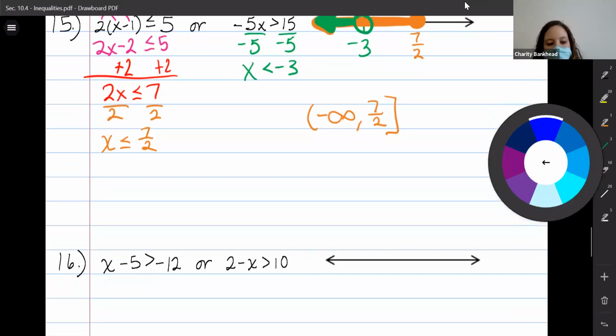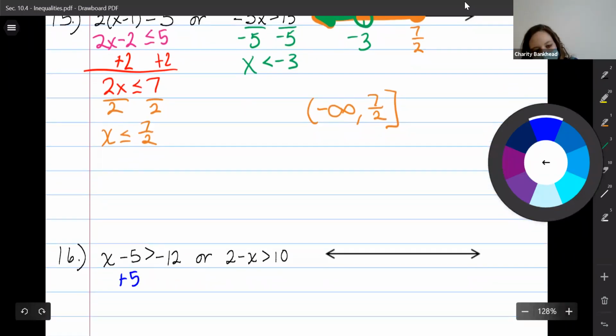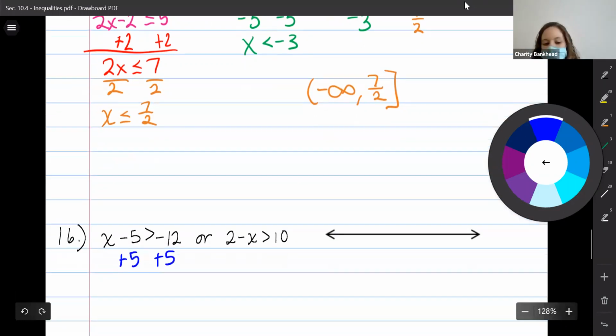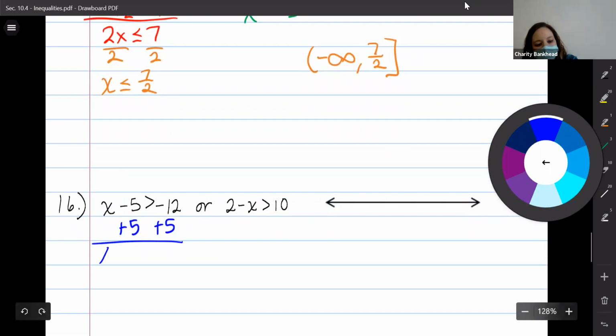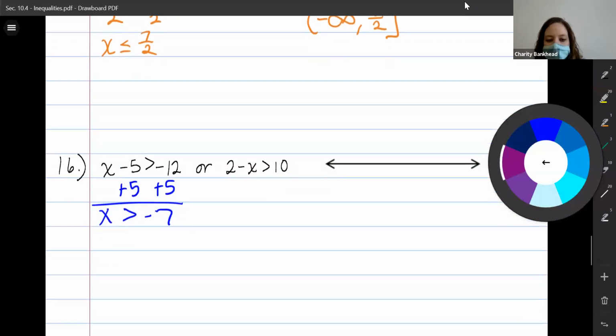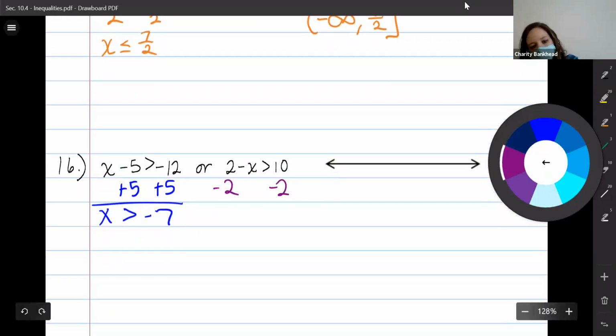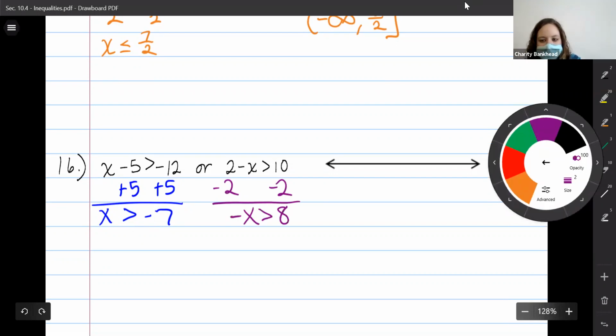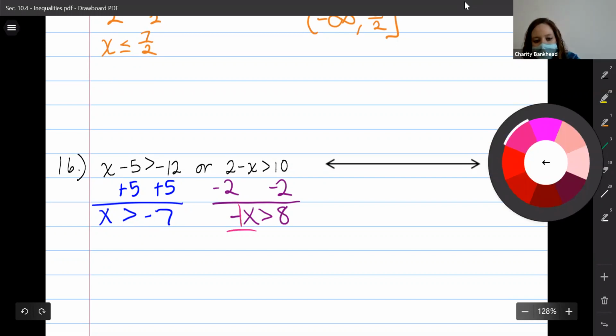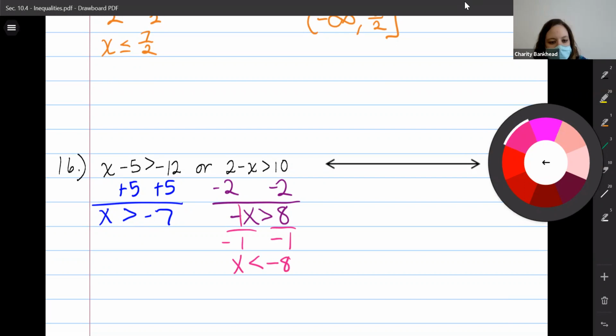All right, number 16, let's add 5 to both sides. That's going to give us x is greater than -7. And then let's subtract 2 from both sides. -x is greater than 8. And we would need to divide both sides by -1. So x is less than -8. So we have x is greater than -7 or x is less than -8.